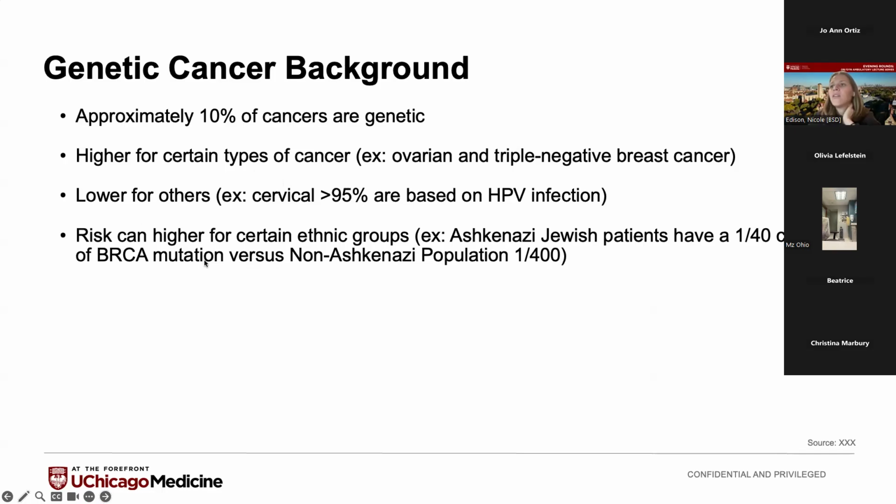And risk can be higher for certain ethnic groups. One group that we commonly talk about is the Ashkenazi Jewish population, which are Jewish patients usually with more European ancestry. These patients have as high as a 1 in 40 chance of a BRCA mutation, and we'll talk a little more about BRCA. Versus someone in the non-Ashkenazi average population, that risk can be as low as 1 in 400.